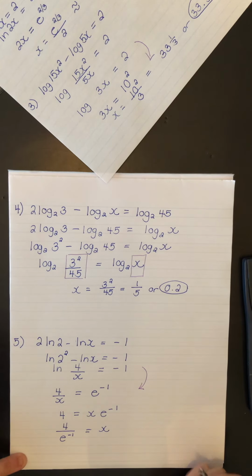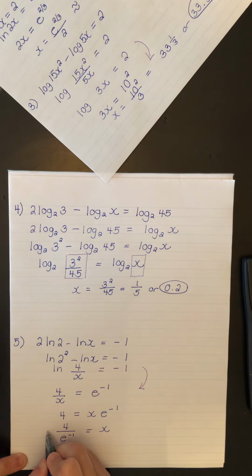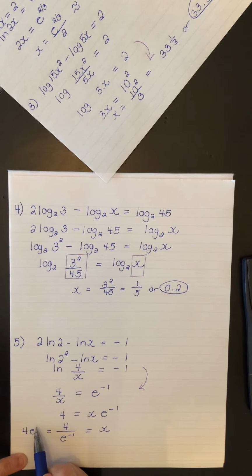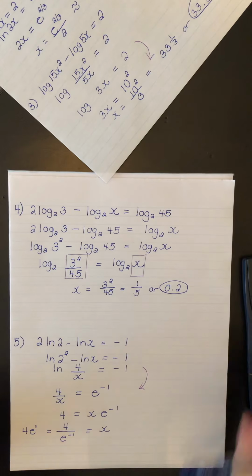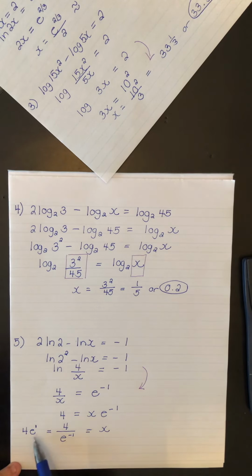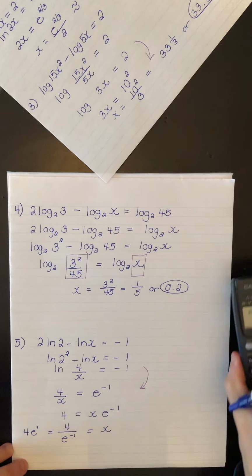And this is, of course, the same as 4 times e to the 1. So you can punch it in like this, or you can change it to 4 times e to the +1 using your rules for exponents. Either way, so either put this in your calculator or this in your calculator to get x.